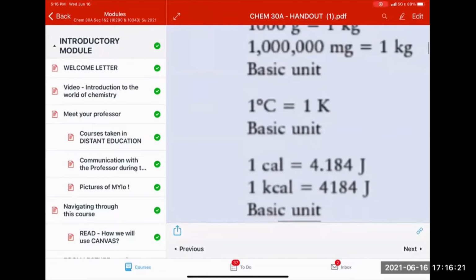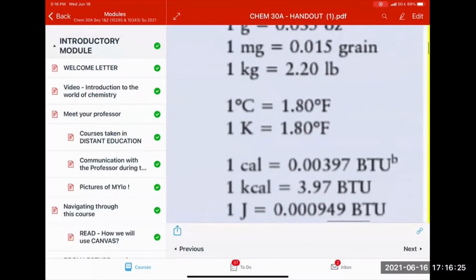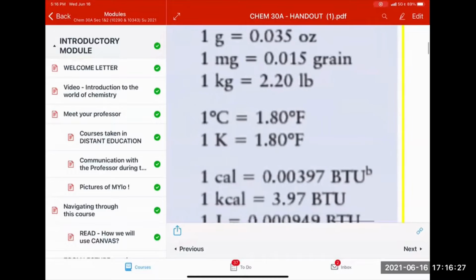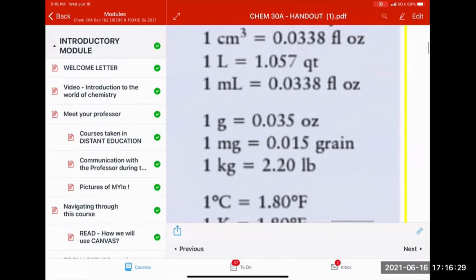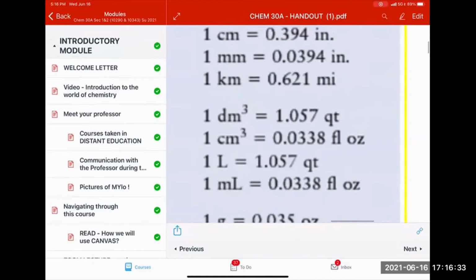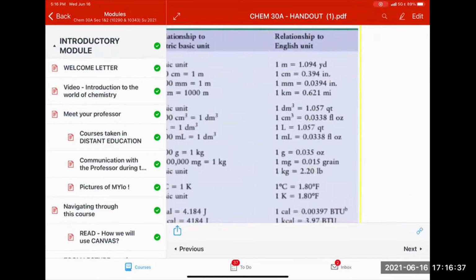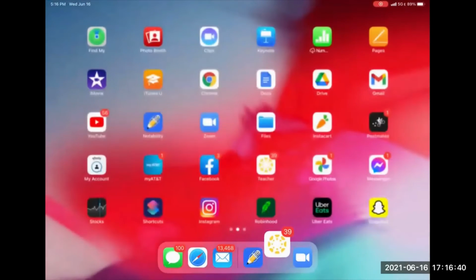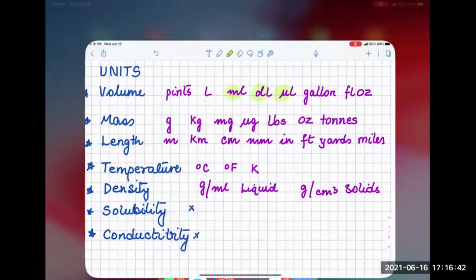So similarly, these temperature scales, and here are your other units: calories, kilocalories, joules. So those are the units for heat. Okay, these are, again, milliliters to fluid ounces. So we will be referring to these. So this is one thing. Okay, now back to our topic here.